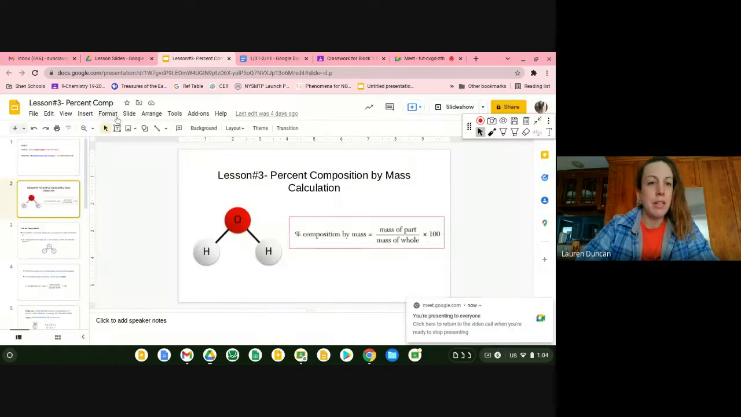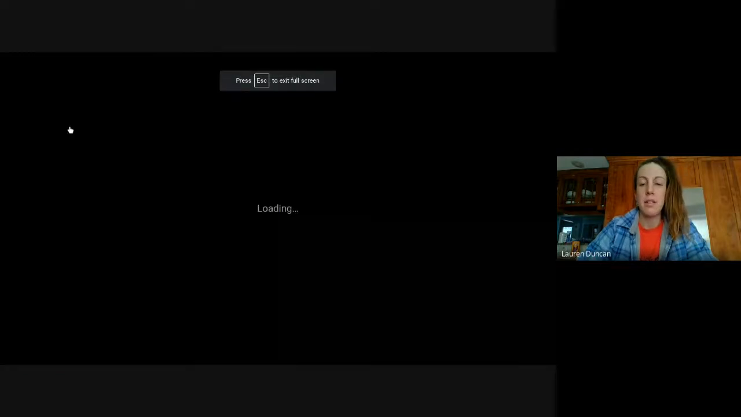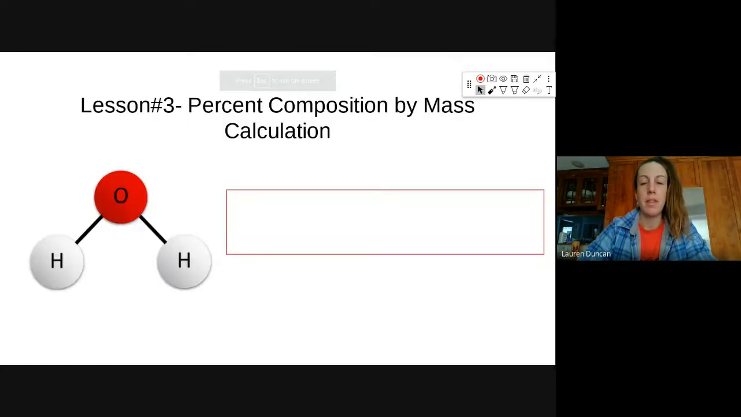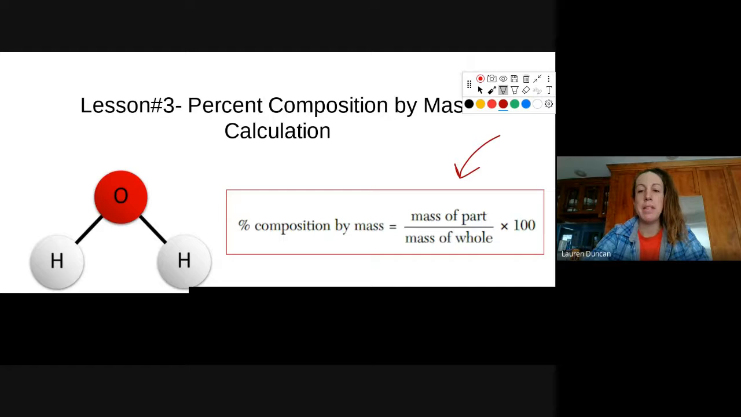Okay, so let me just kind of introduce you to this. So basically, the equation that we're going to be working with today is right here, and it is on the back of your reference table in Table T. And basically what it tells us is the percent by mass of a certain atom or a certain element in the particles of a molecule, or the percent by mass of an element in a mole of molecules. So we'll talk about it in both ways.